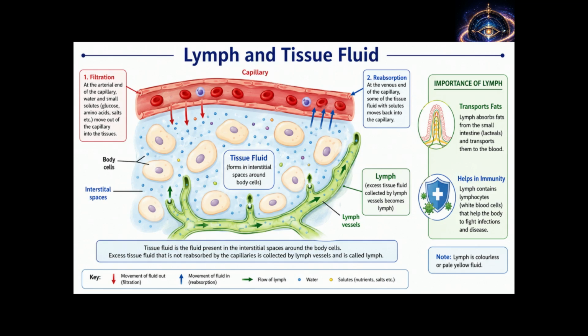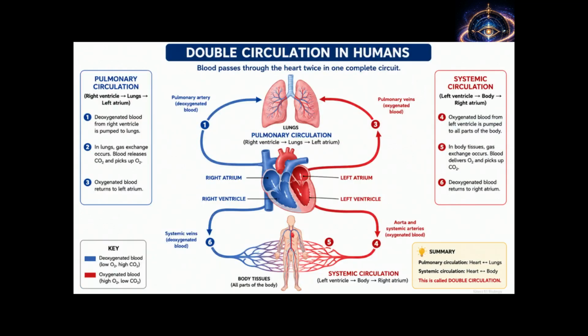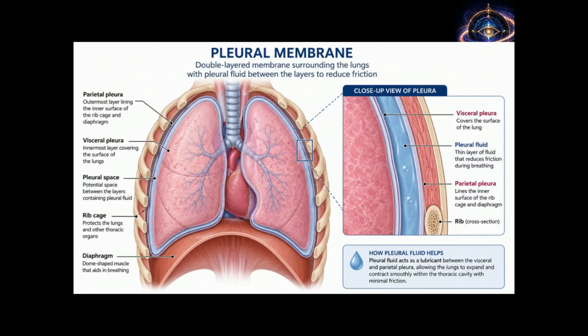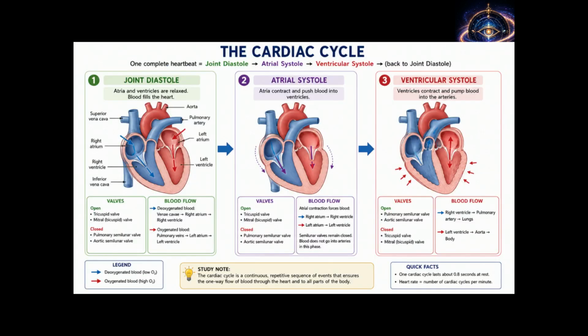Q32. What is double circulation? Double circulation means blood passes through the heart twice in one complete cycle, once through pulmonary circulation and once through systemic circulation. Q33. What is pulmonary circulation? It is circulation between heart and lungs. Q34. What is systemic circulation? It is circulation between heart and body tissues.